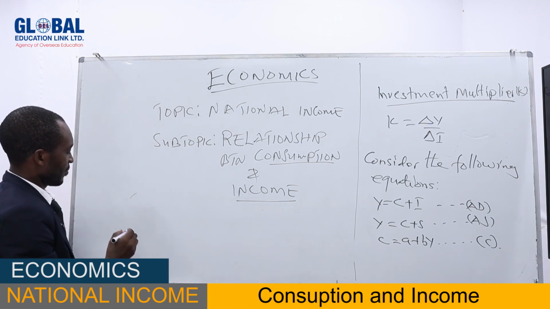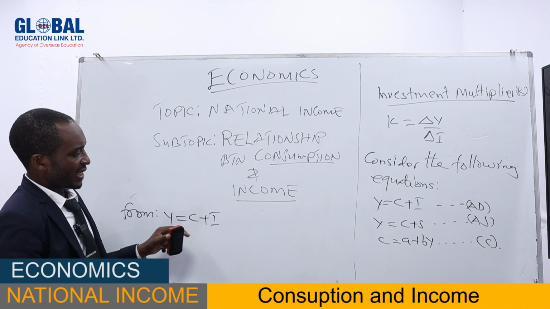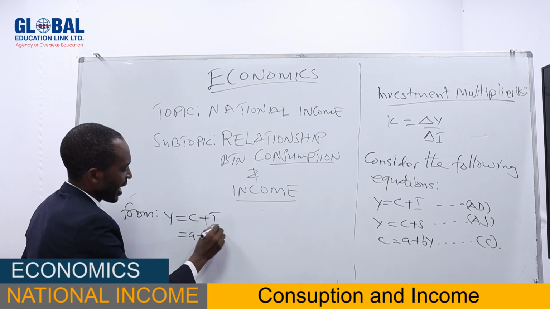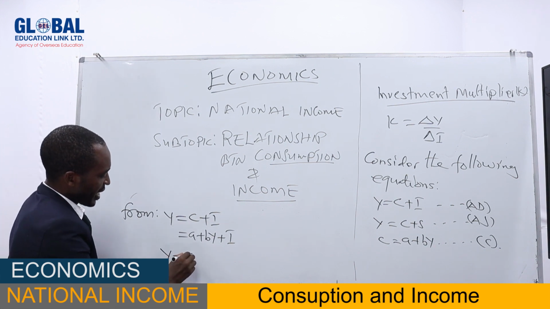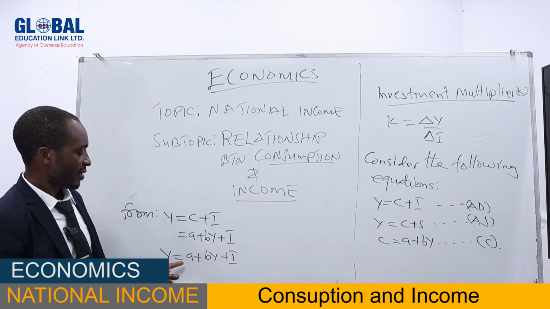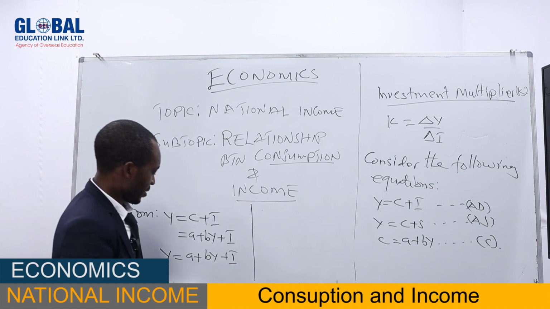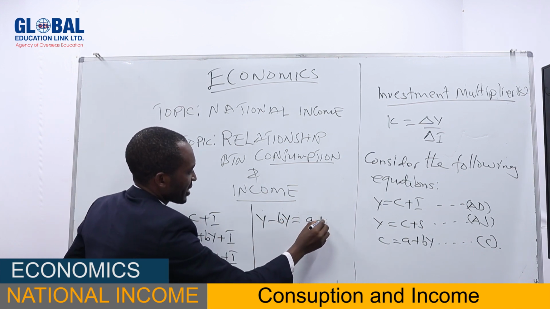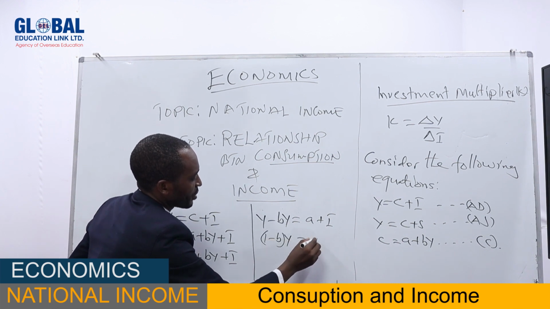Now, from equation 1, Y equals C plus I, let us substitute the consumption function, which is A plus BY. So this will be A plus BY, then plus I. So our function now will be Y equals A plus BY plus I. Now you can collect the like terms, Y together. So our equation, when this comes to this side, will be Y minus BY, then this side will remain with A plus I. So you factor out Y, so here remains (1 minus B) Y equals A plus I.